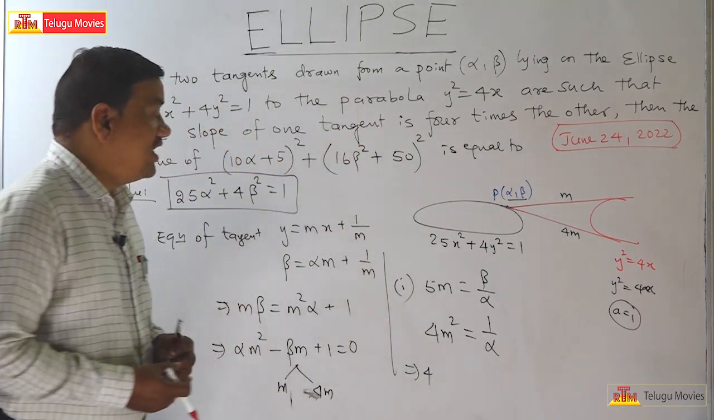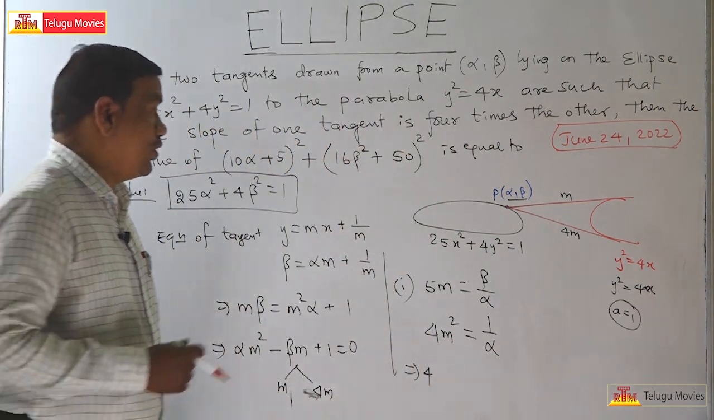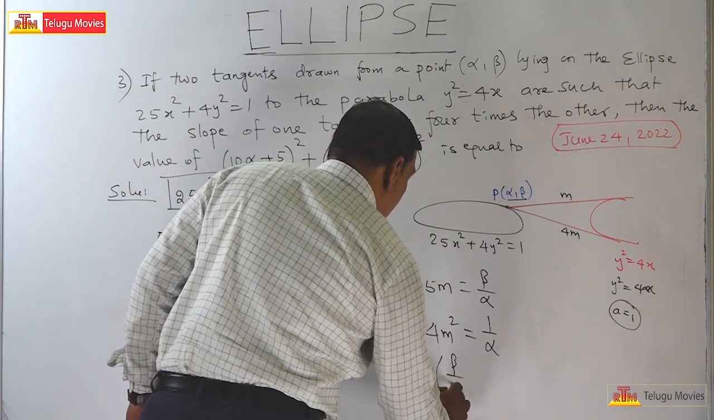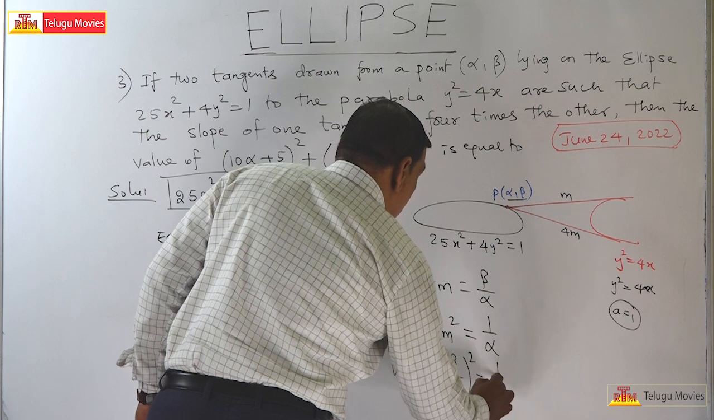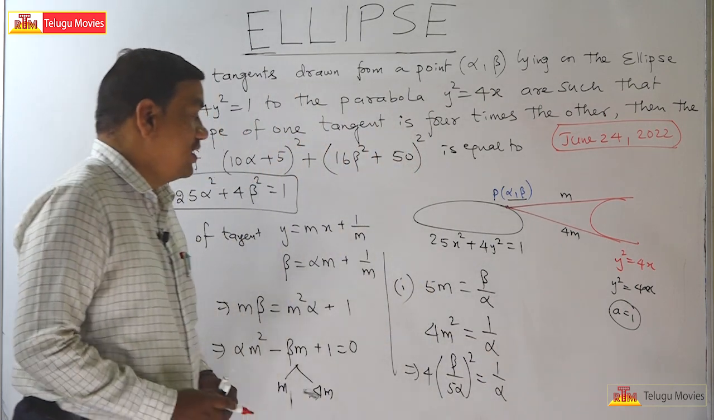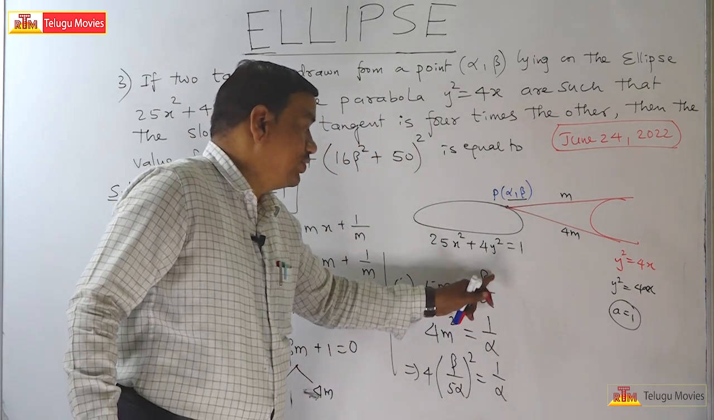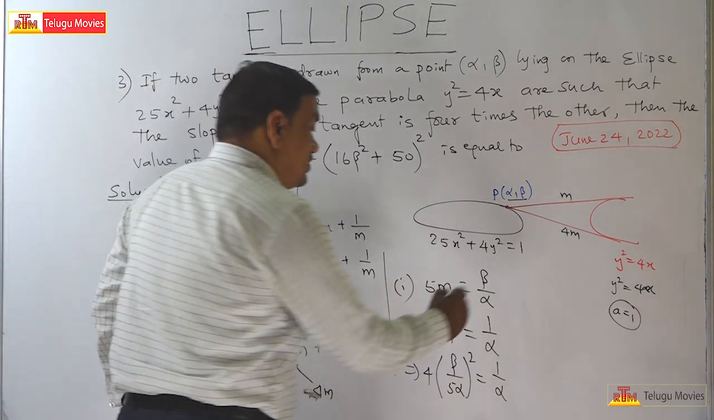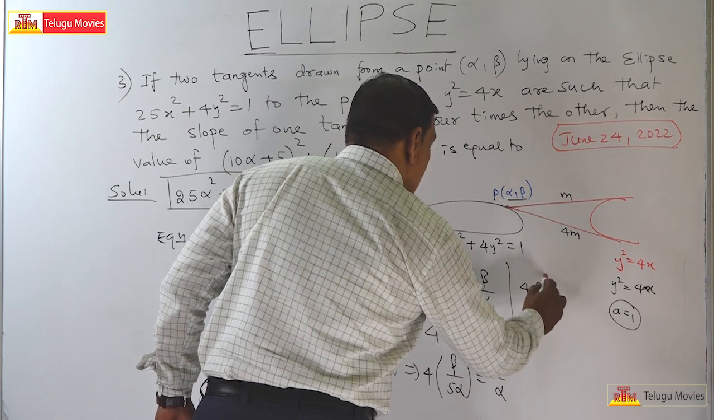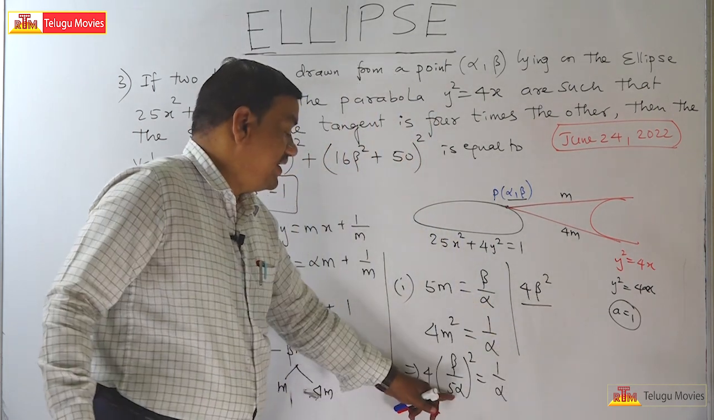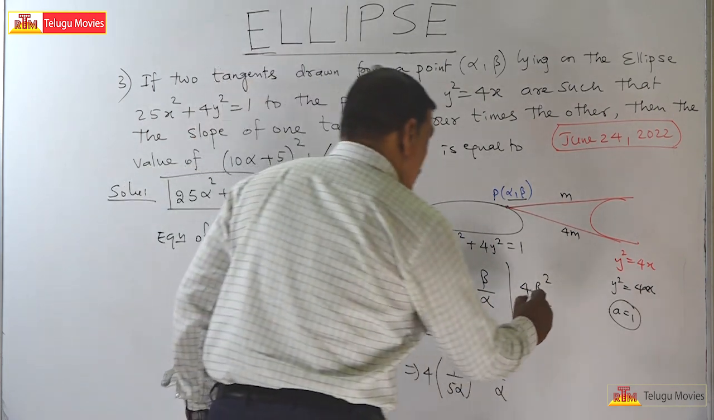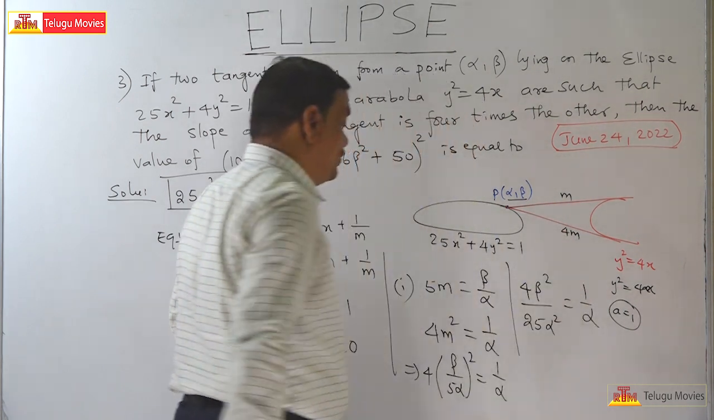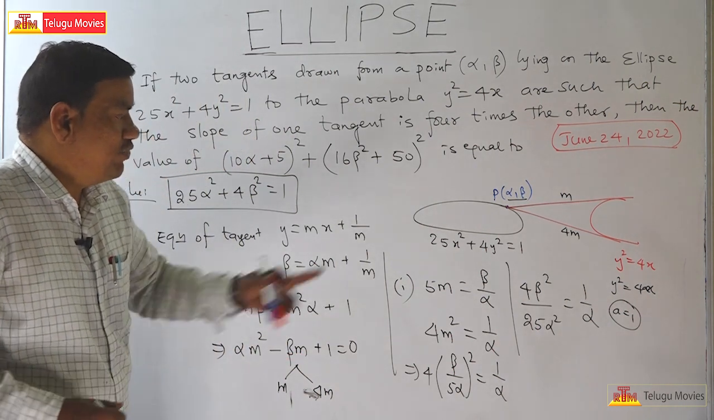Let us get one more relation between alpha and beta. So in place of m, substitute beta by 5 alpha whole square, that is equal to 1 by alpha. In place of m, I have substituted beta by 5 alpha, and the whole square is there. So this is equal to 4 beta square by 25 alpha square. This is 1 by alpha. So we can cancel alpha.